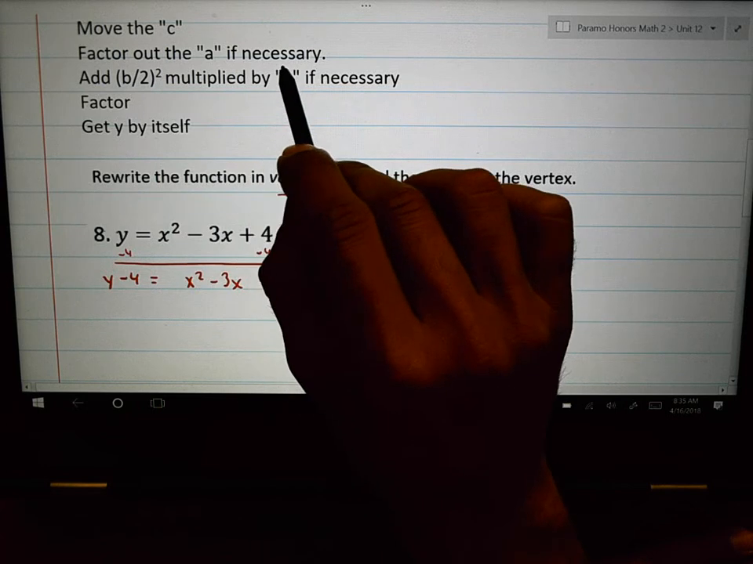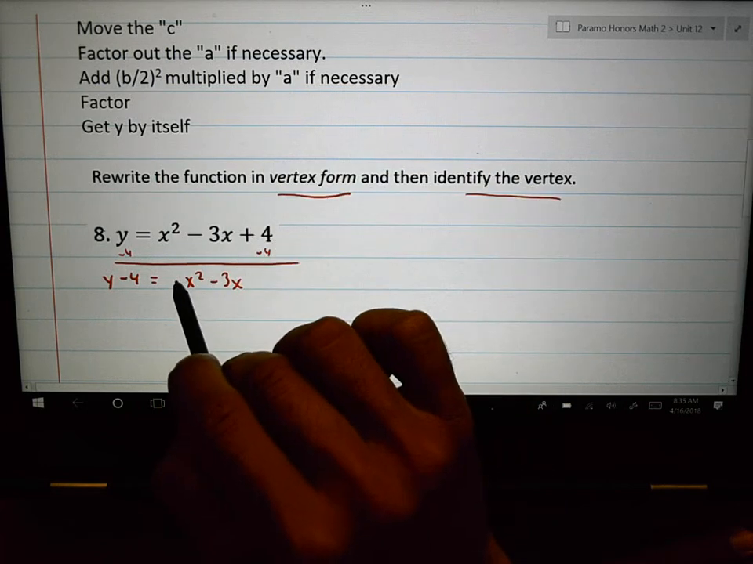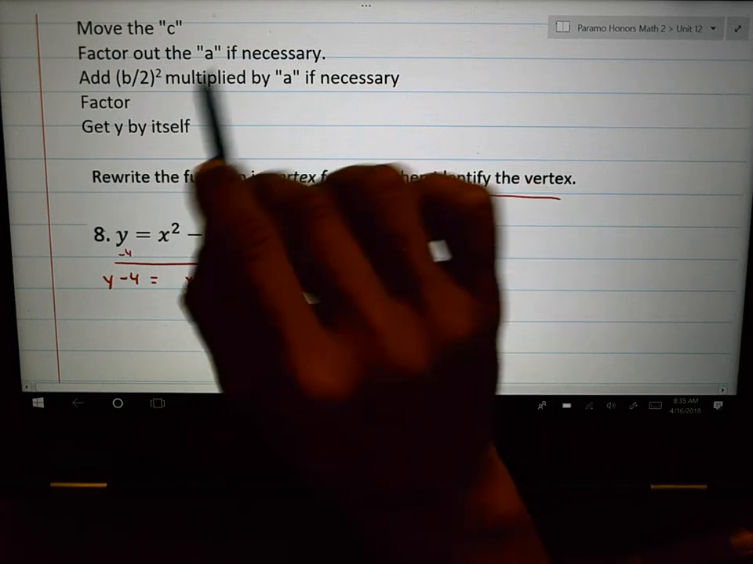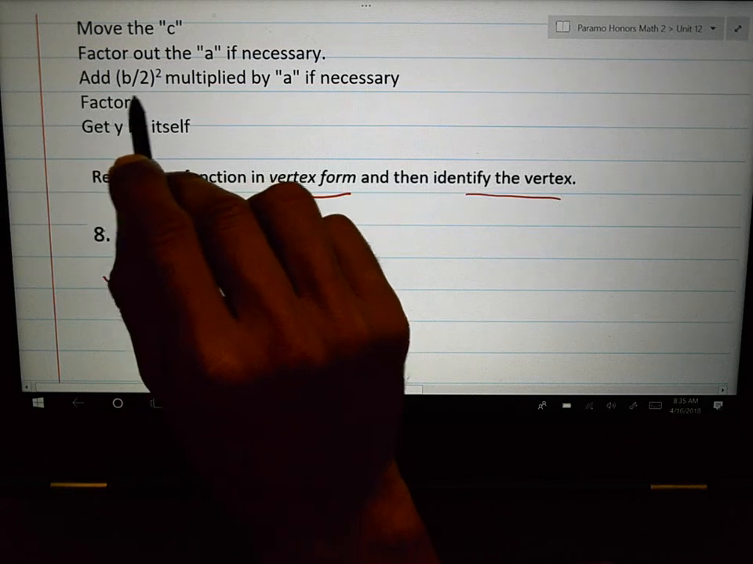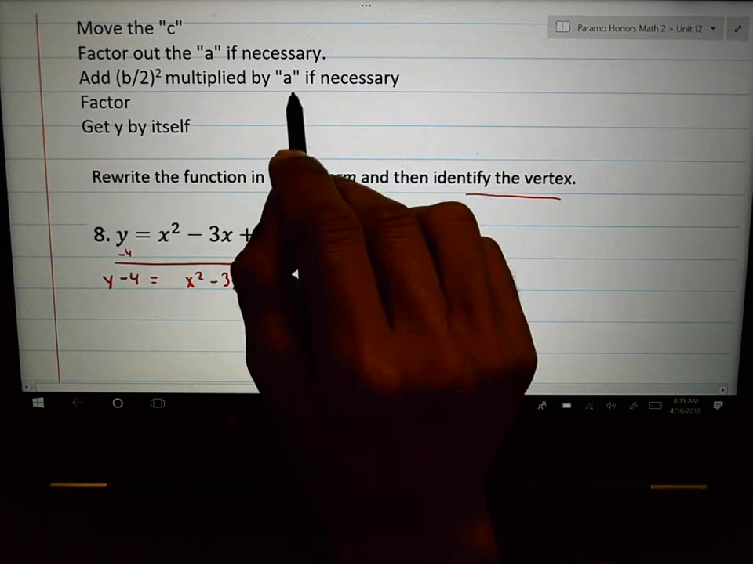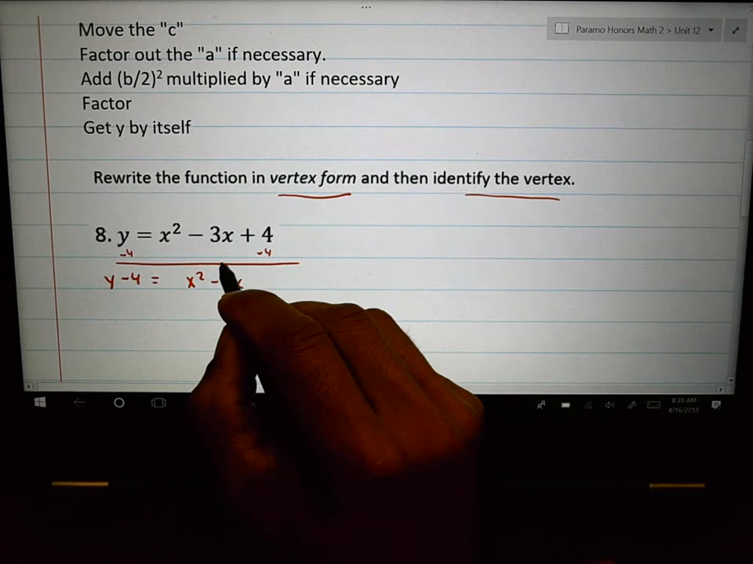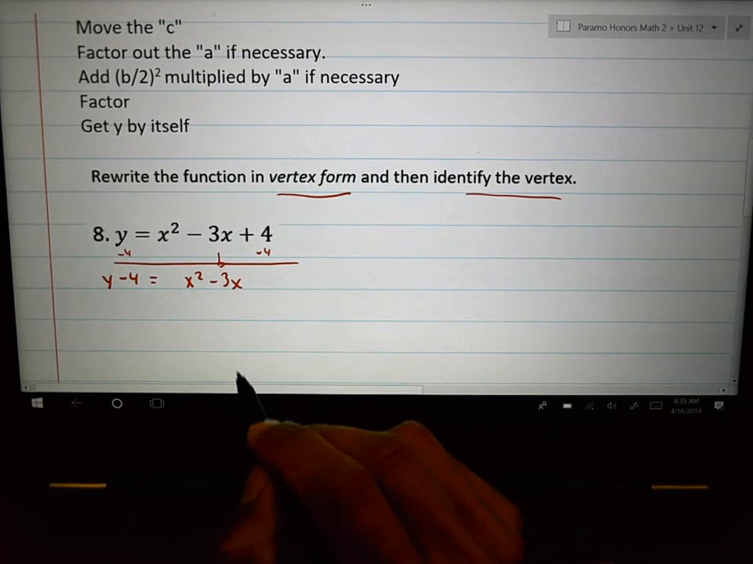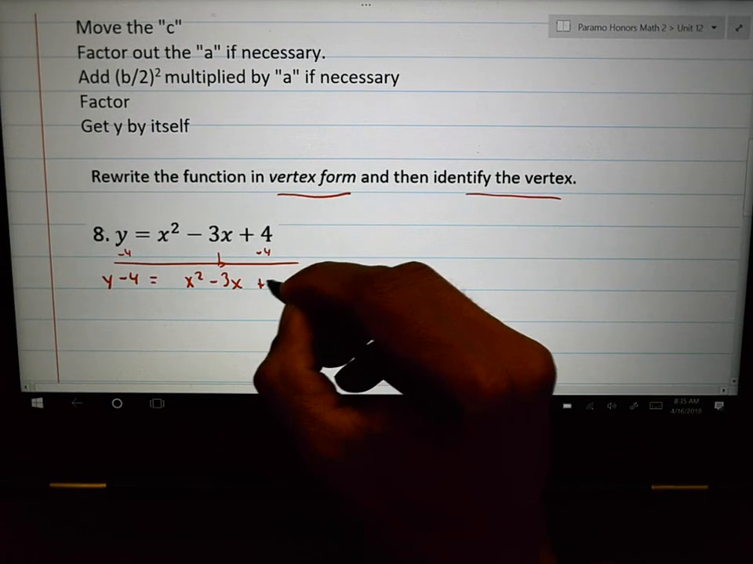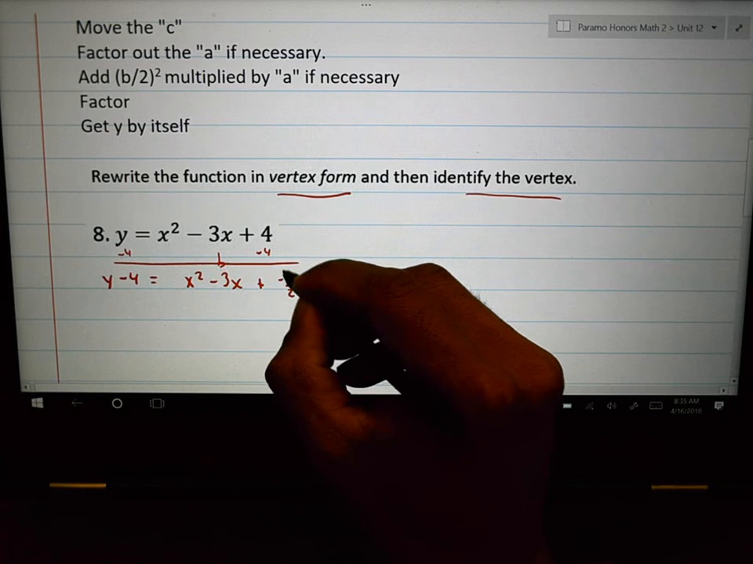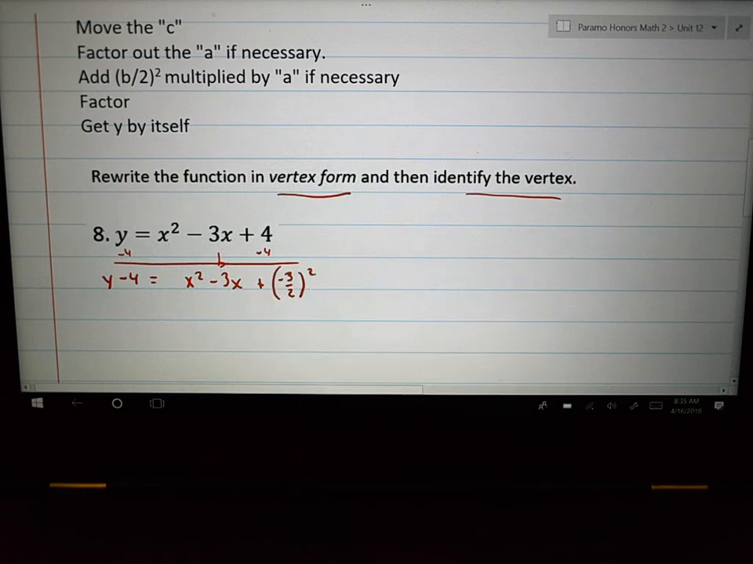Factor out the a if necessary. The a is a 1. We're totally fine. We can go to the next step. Add half of b squared multiplied by a if necessary. I'll explain what that means in a second. Add half of b squared. Here's b. Half of b. I'm going to add negative 3 over 2 squared to both sides.